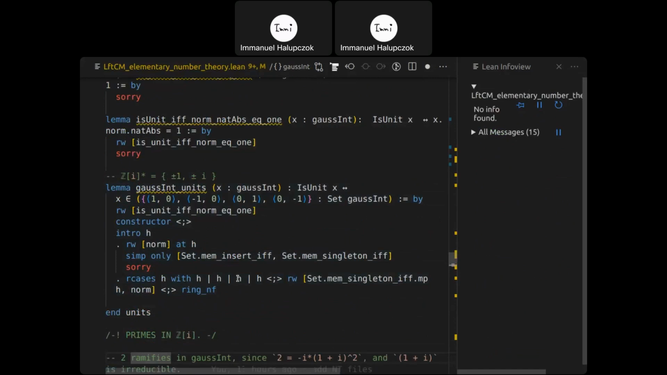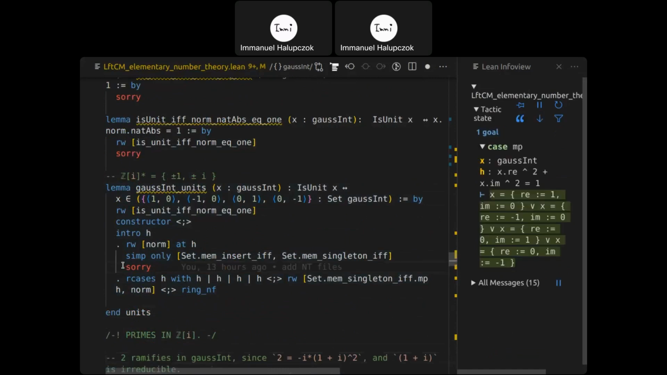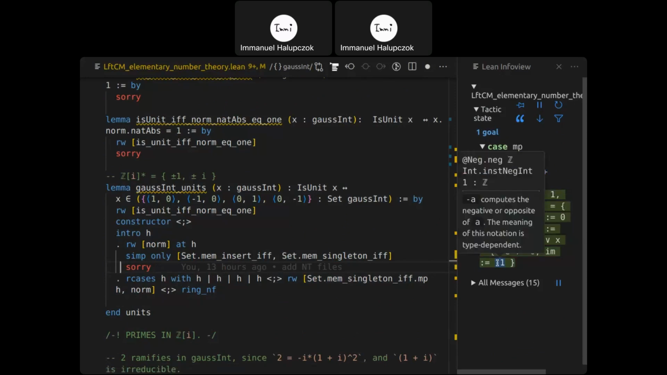I gave you part of the proof here, and I only asked you to fill in some part of it. I mean, this is assuming that we know that this sum is equal to 1. We want to conclude that one of these 4 cases has to be true.